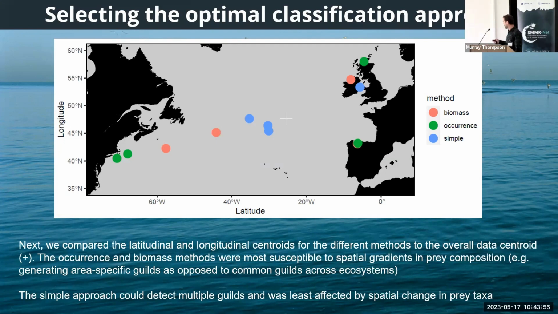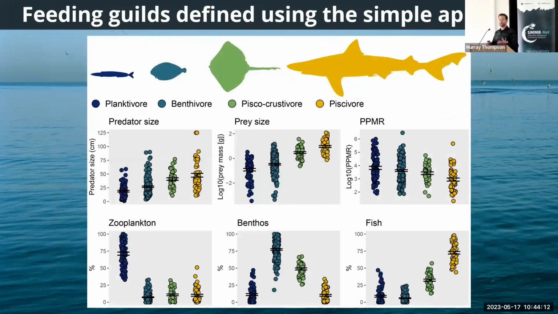So we found the occurrence method is actually really driven by spatial patterns in prey taxonomy. That's not really a property we wanted, and neither is the prey biomass approach. So we decided to use the simple approach, which we developed as part of this project. This is just a plot to show you what the different guilds look like after the classification through cluster analysis.